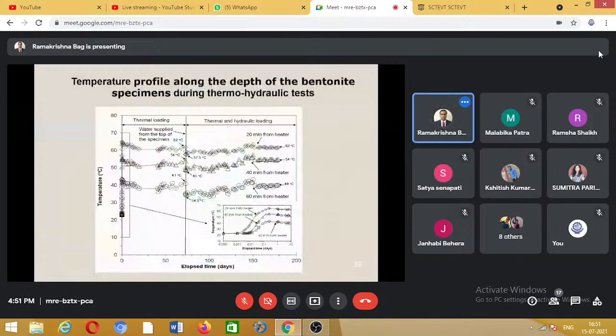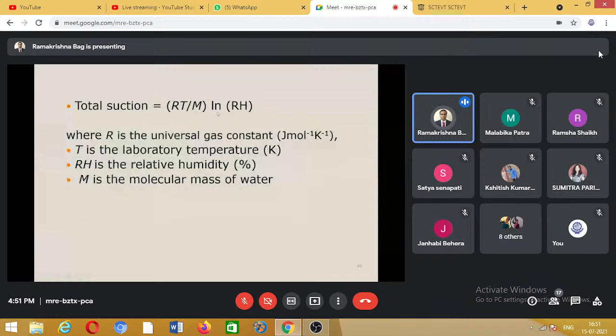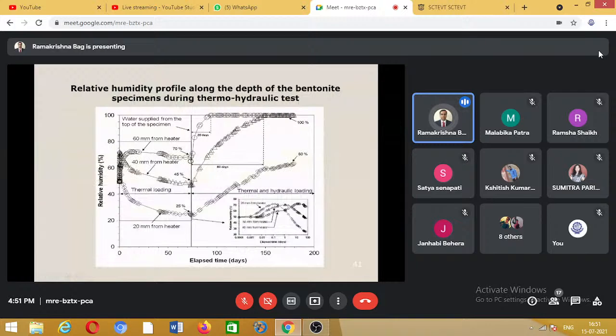And these are some of the results at different depths when we measure the temperature, how it varies. So in a 22 centimeter difference itself, the temperature between 2 points varies by around 10 degrees. And from the temperature and relative humidity, this equation, RT by M ln RH, gives the suction. So suction also can be calculated, and that can be plotted. So this is the relative humidity, how it varies at the different places with the depth and with the time. 3-4 tests were conducted, up to 180 days, that means 6 months.